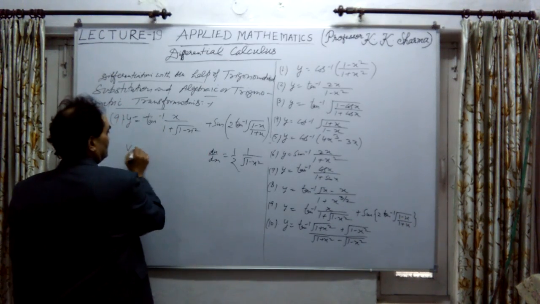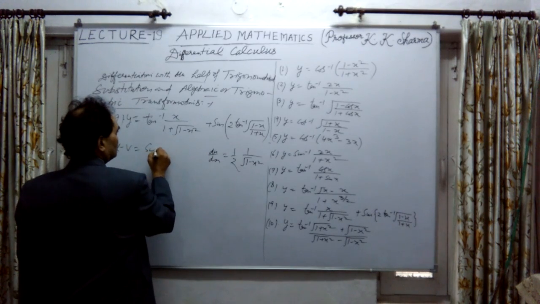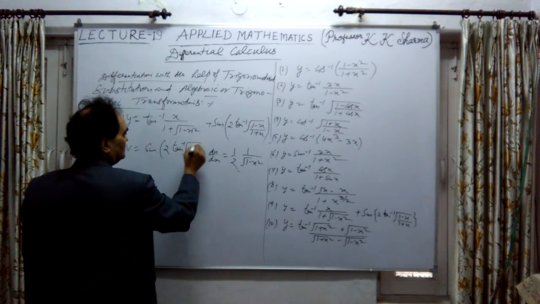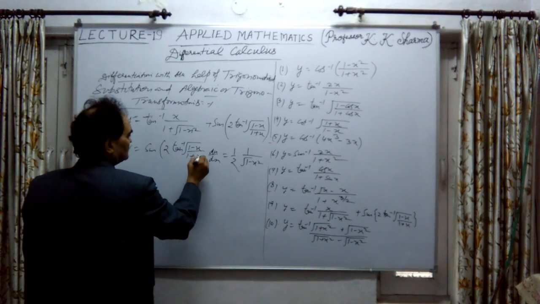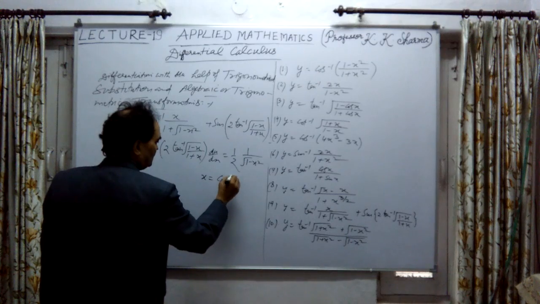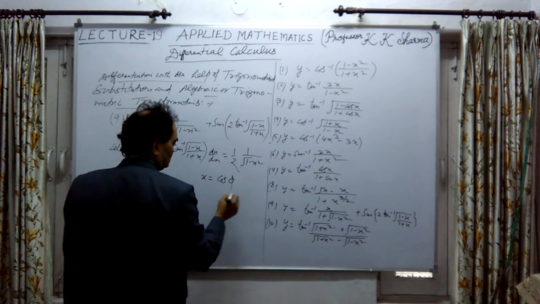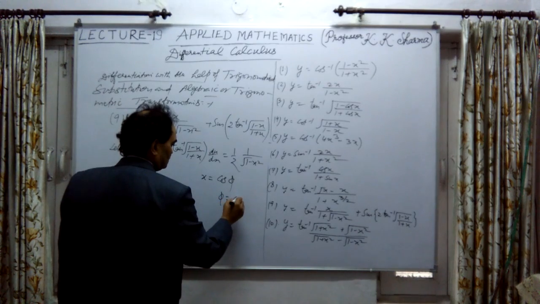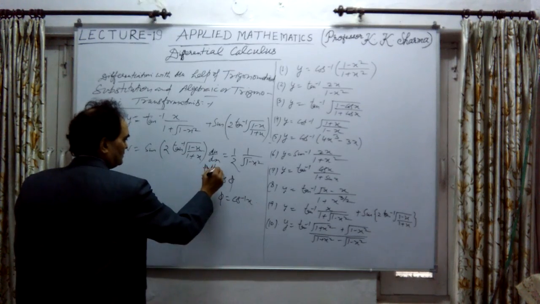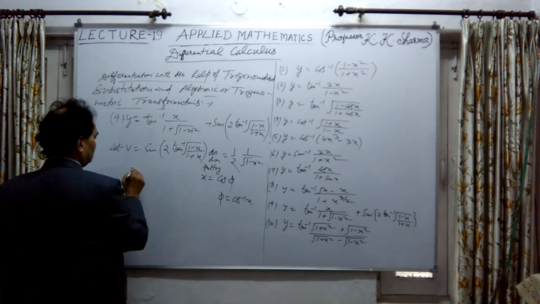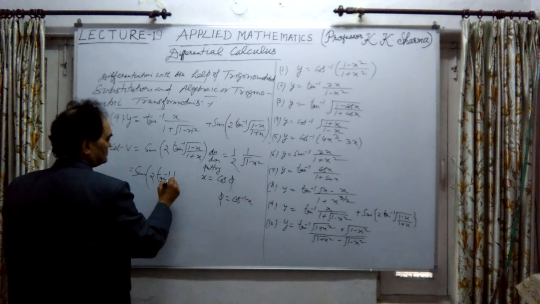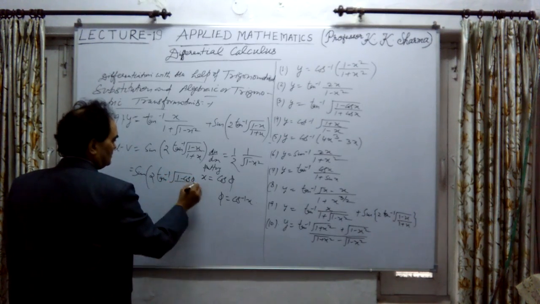Now let me take v equal to sin of 2 tan inverse under root 1 minus x upon 1 plus x. Here let me take x equal to cos phi, since theta we have already considered. So phi is equal to cos inverse x. Putting x equal to cos phi in this second transformation, we get sine of 2 tan inverse under root 1 minus cos phi divided by 1 plus cos phi.